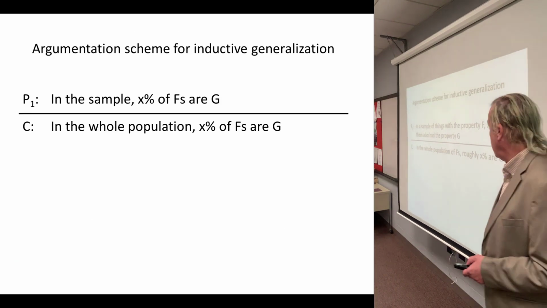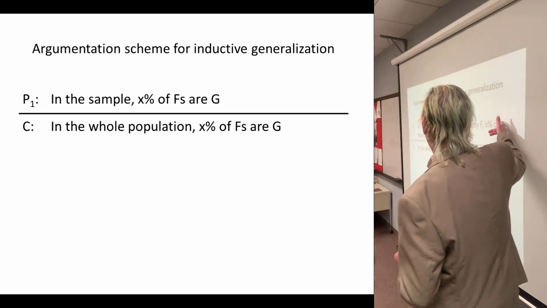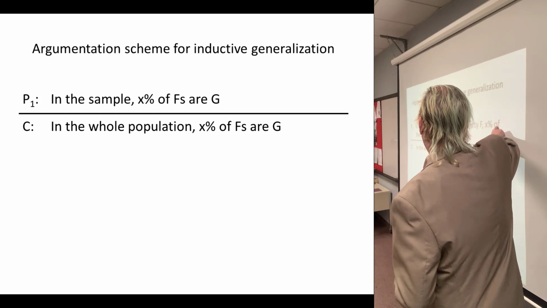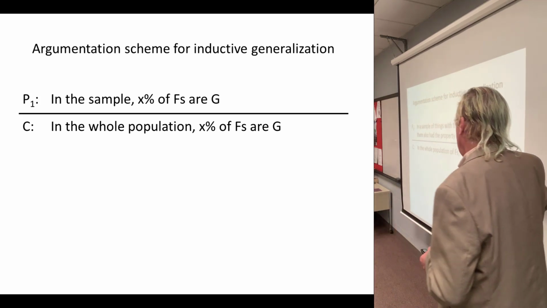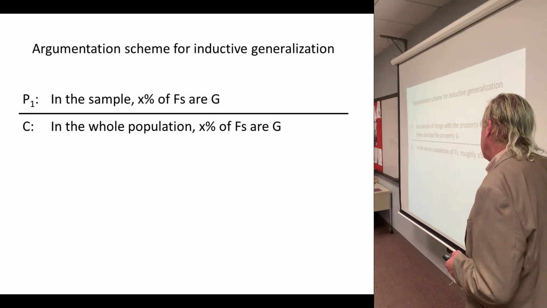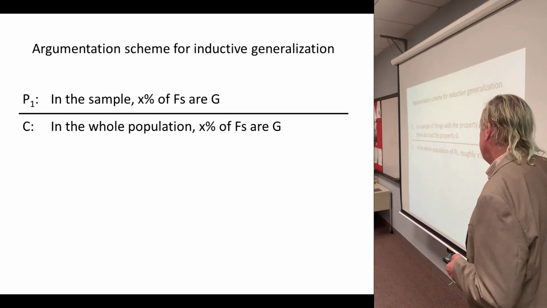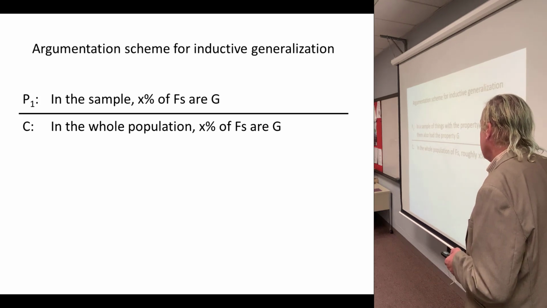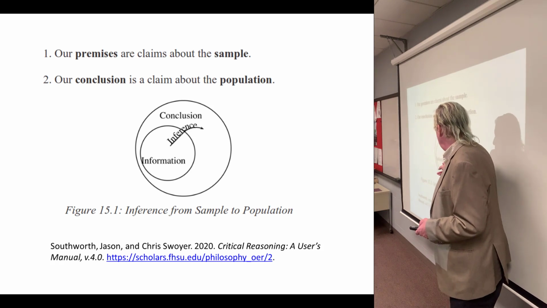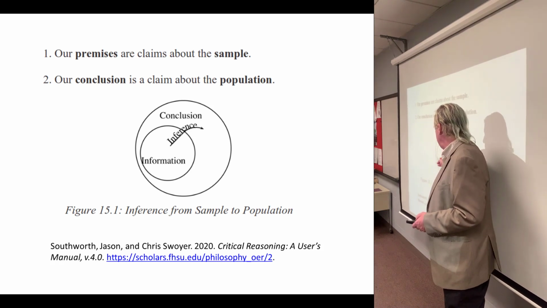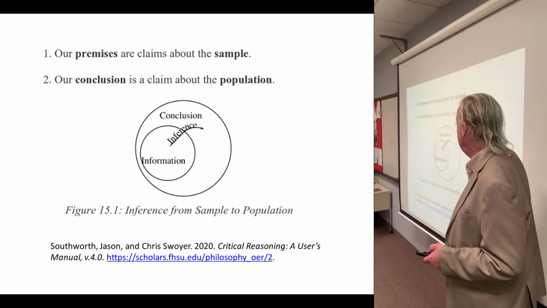So this becomes the argumentation scheme. In a sample of things with the property F, X% of them also have the property G. Conclusion, in the whole population of F's, roughly X% are G. Right? So what we're doing is moving from a premise that's about a small group to a conclusion that's about a large group.